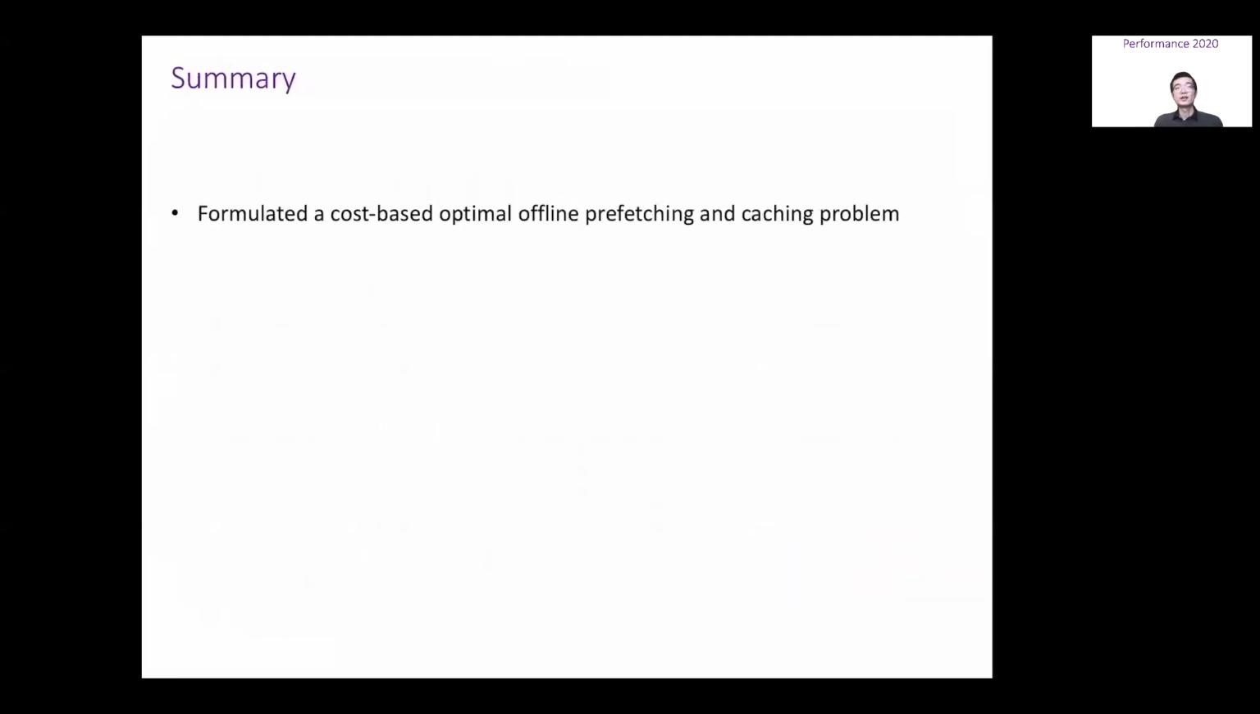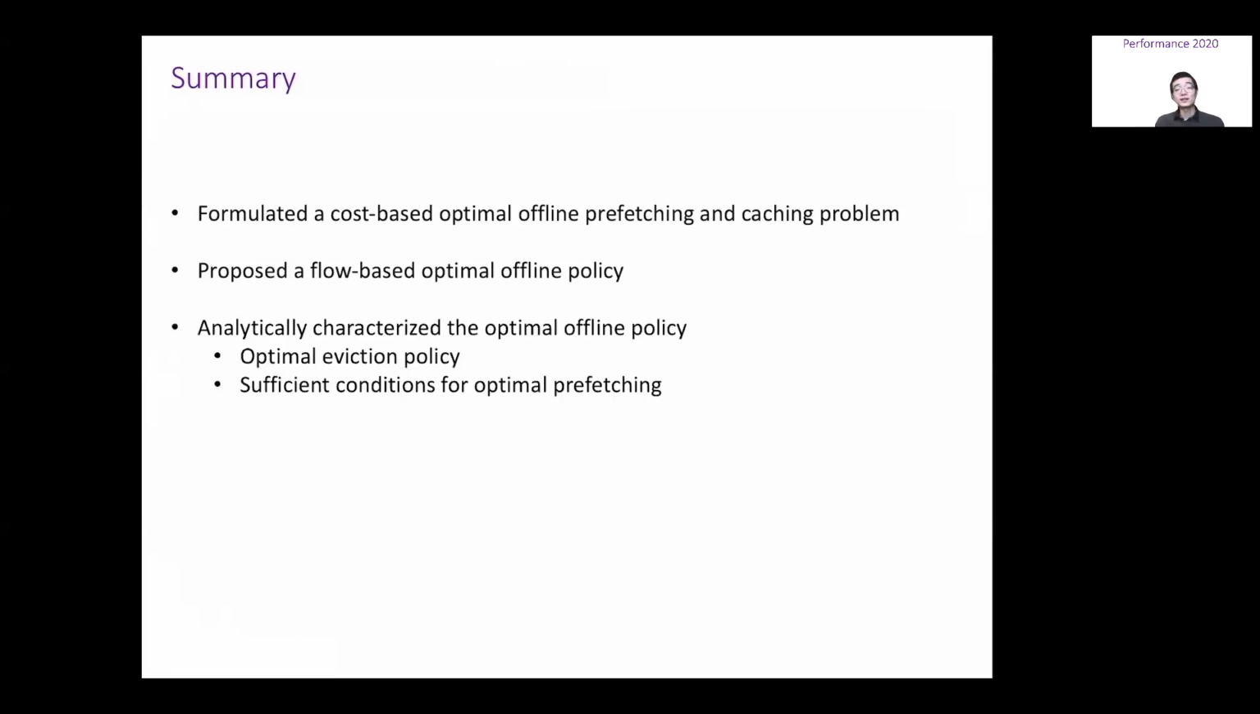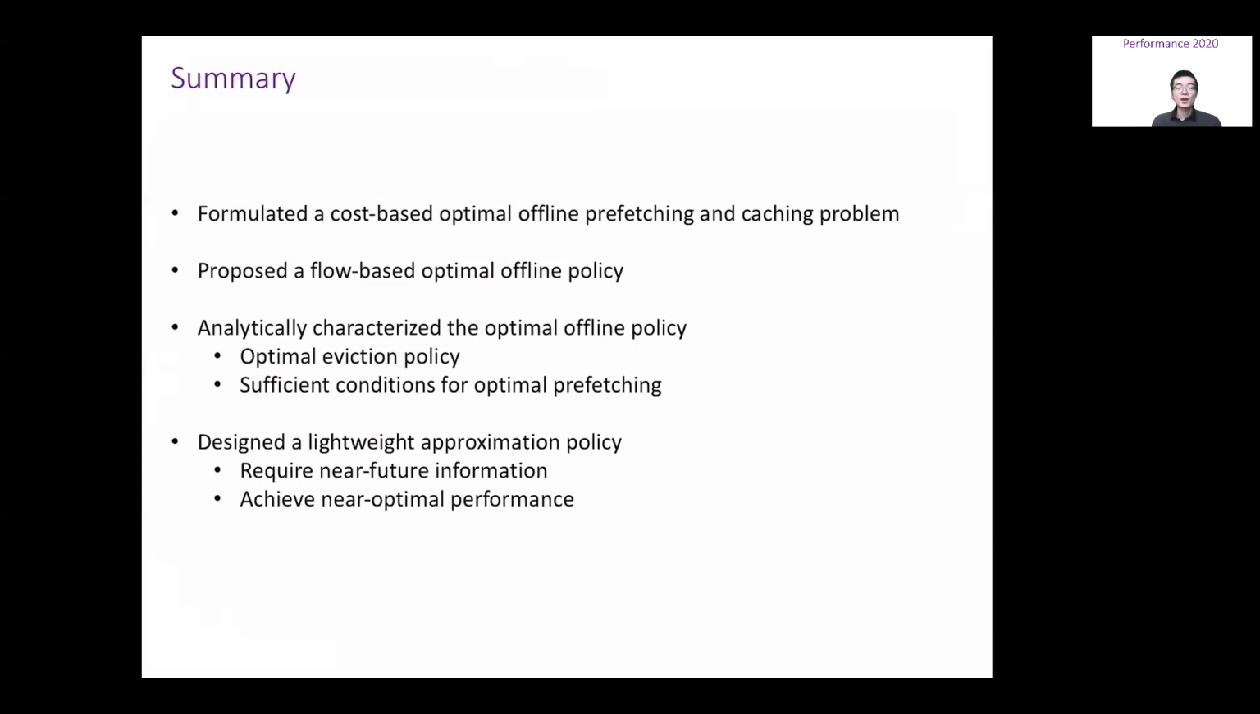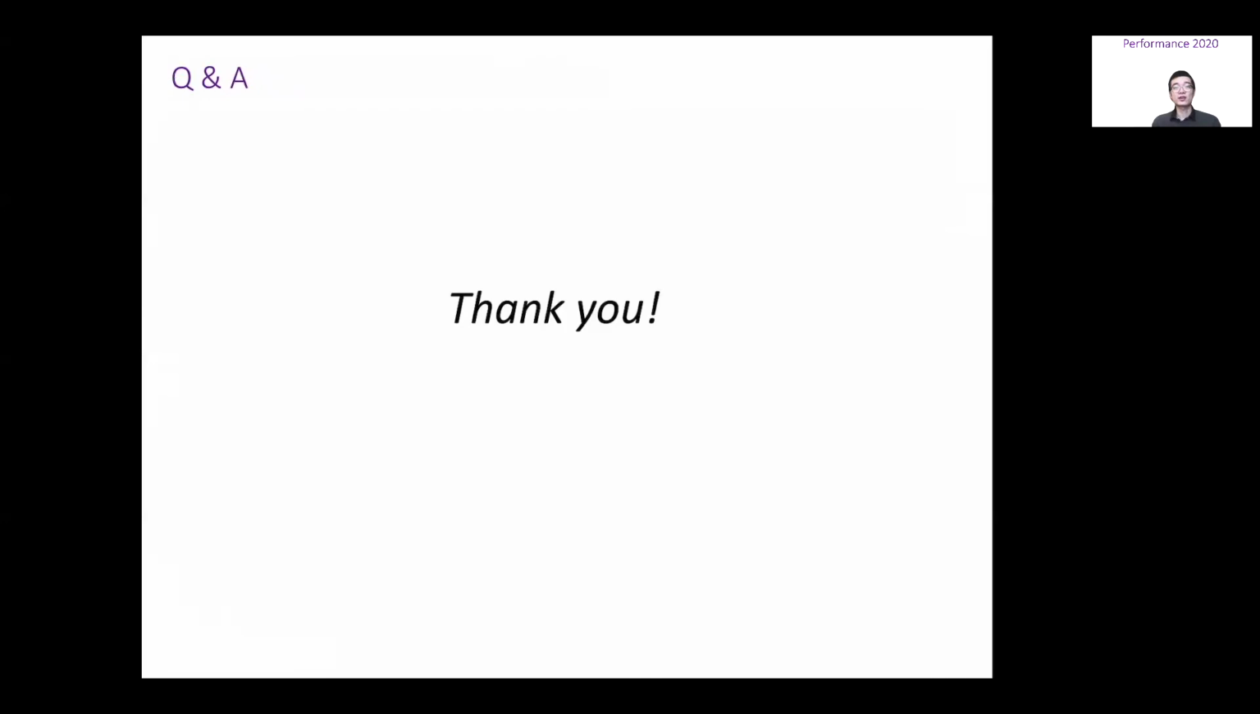Now let's make a summary. In this paper, we formulated a cost-based optimal offline prefetching and caching problem, and we proposed a flow-based policy to solve this problem. Furthermore, we analytically characterize the properties of the optimal policy. Specifically, we show that the first-in-future eviction is optimal. We also provided sufficient conditions for optimal prefetching. By using those insights, we designed a lightweight approximation policy, and this policy only requires near-future information, but achieves near-optimal performance. This is the end of my presentation, and thank you all for your attention.